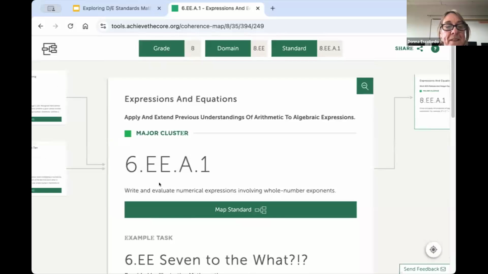So here's my 6. I went from a D level with the 8th grade to probably a high C, maybe low D. So I think this is a high C, the 6 EE, which brings me into that C level. So: apply and extend previous understanding of arithmetic to algebraic expressions, write and evaluate numerical expressions involving whole number exponents. So using that language, talking about the exponents.